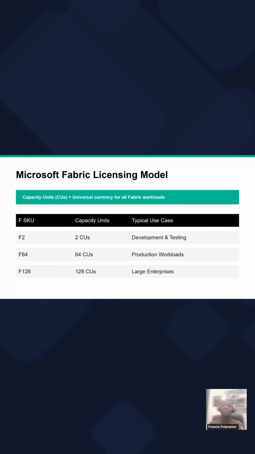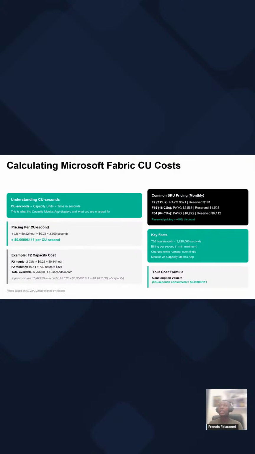Now, typically, you see people using F2 capacity for their development and testing. Some can even use it for production if it's a very small organization. Depending on the size of the organization, this is not a ground rule, but the capacity sizing varies from organization to organization. So these are the units in which Fabric capacity is measured.